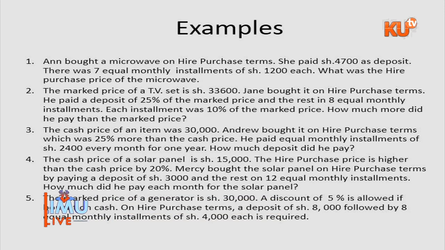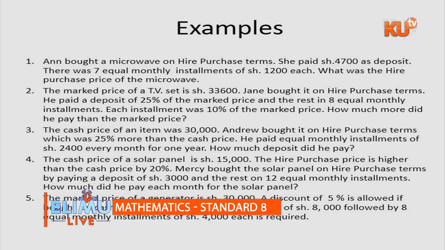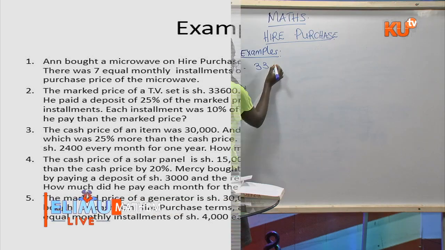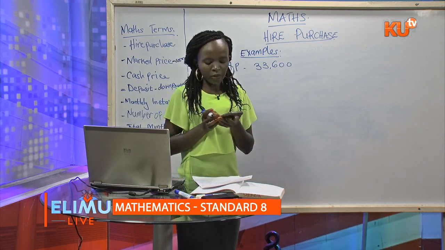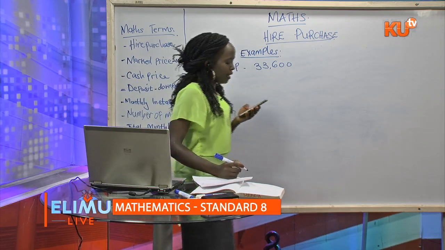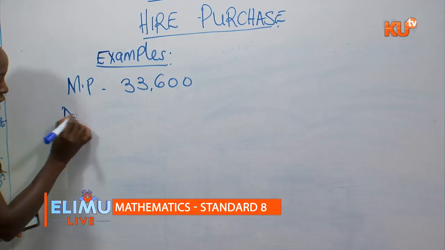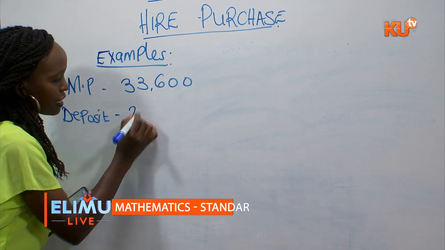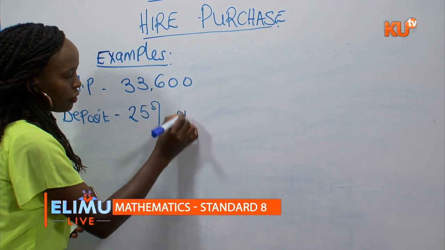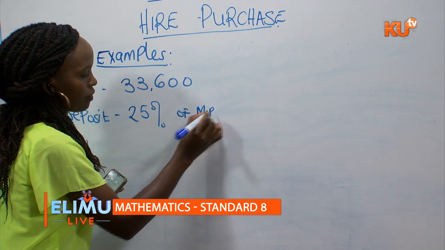Very good. We start with the first sentence. We are told that the marked price of a TV set is 33,600. The marked price was 33,600. Jane bought it on hire purchase terms. He paid a deposit, so the deposit was 25% of the marked price.